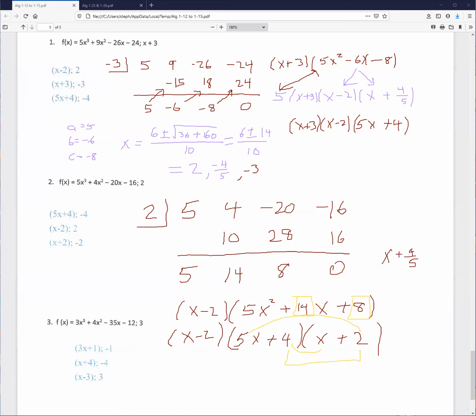So that is a rundown of all this garbage that we have done today with quadratic formula and quadratic equations and synthetic division. I hope this was helpful, and I'll see you next time.